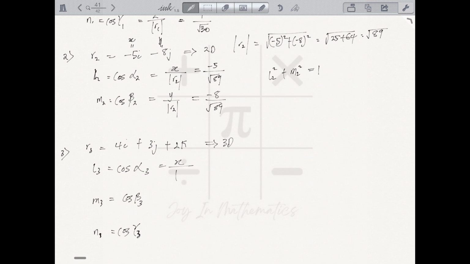X divided by the modulus of R3, Y divided by the modulus of R3, and Z divided by the modulus of R3. Let's evaluate the modulus of R3, and that will give us the square root of 4 squared plus 3 squared plus 2 squared, and that will give us 16 plus 9 plus 4, which is equal to root 29.